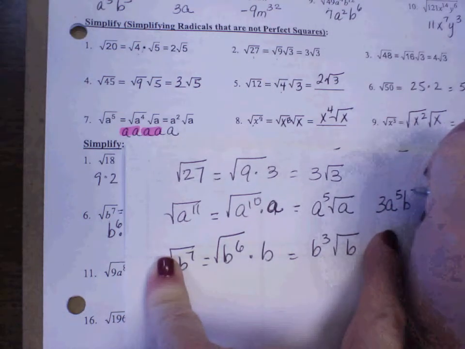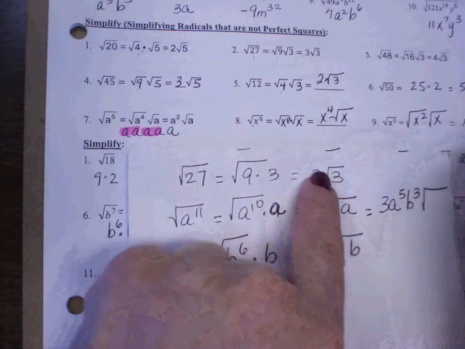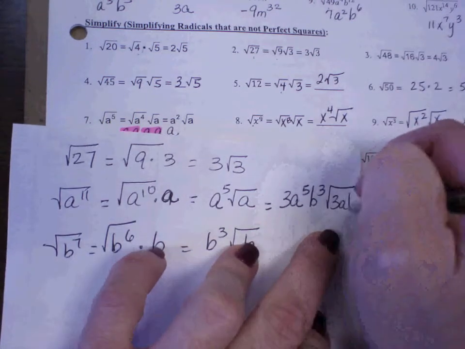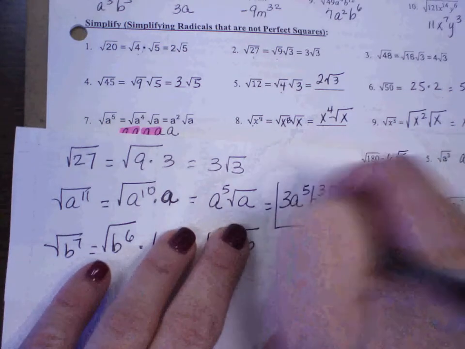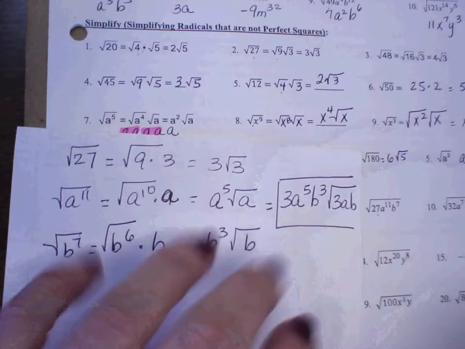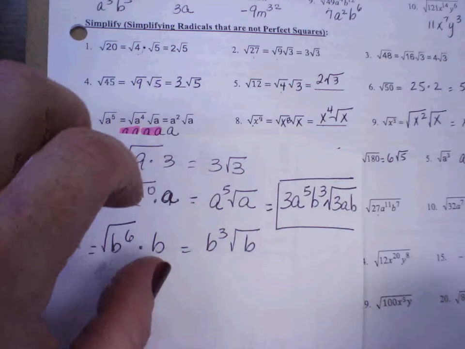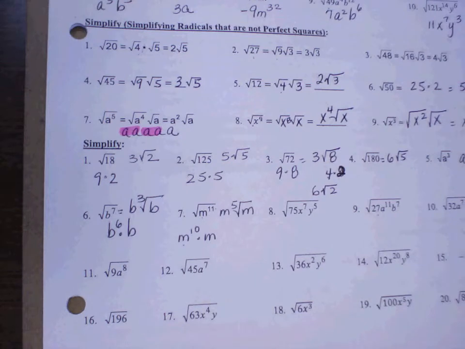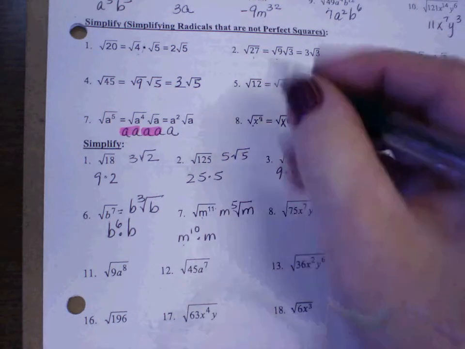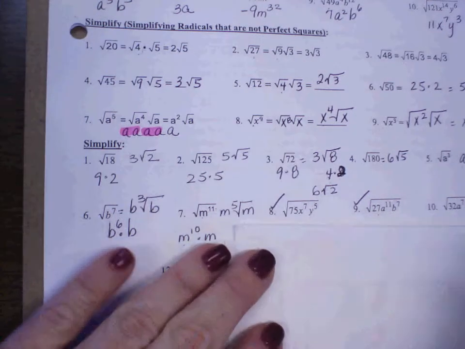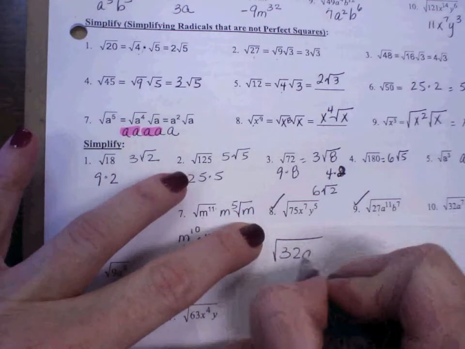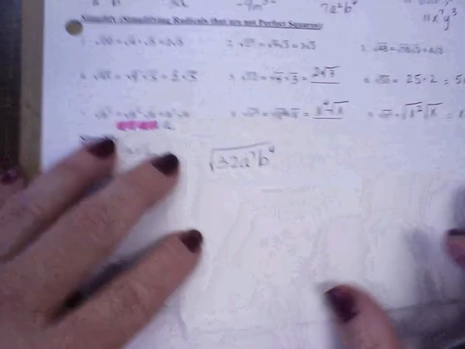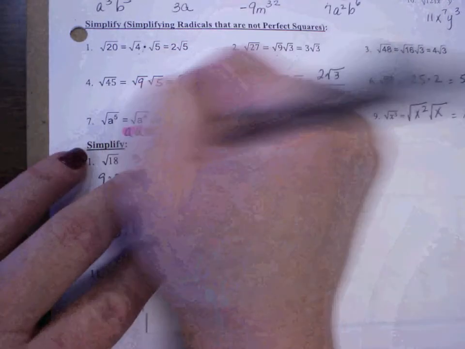And then you put it together, right? So 3a^5b^3 and then square root of 3ab. Yes? You sure? You look like you ain't sure. All right. That's number 10.